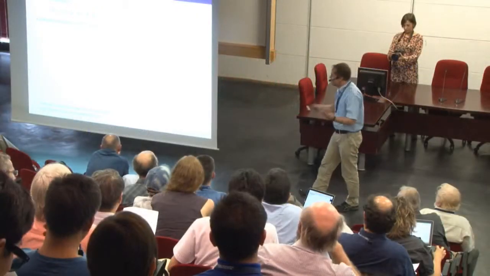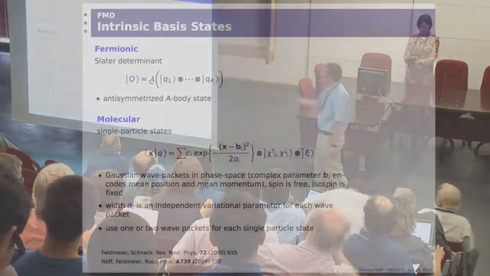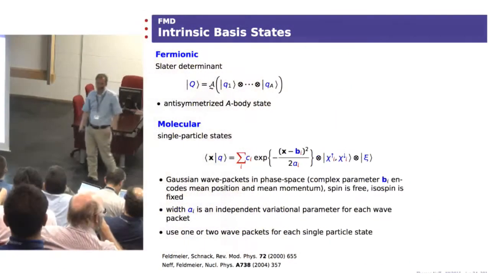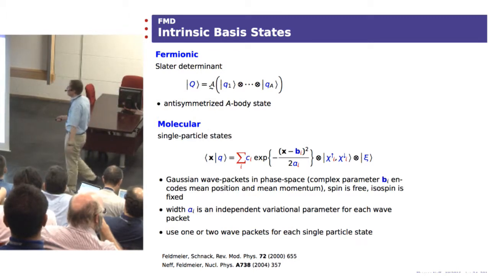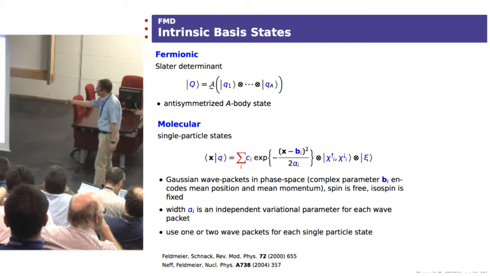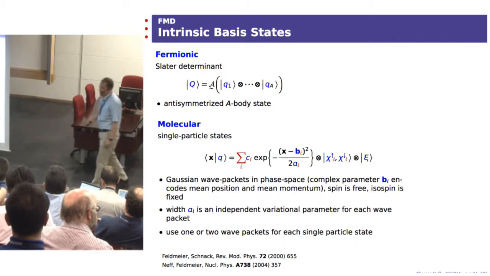Okay, the many-body method, it's FMD, so we are using Slater determinants, and the single particle states in this approach are Gaussian wave packets. In the wave packets, we have a parameter b, which is complex, and which gives you the mean position and the mean momentum of the single particle state. And we have a width parameter a. If you have the same width parameter for all nucleons, you can translate that to a harmonic oscillator parameter. But in FMD in general, this can have different values for each single particle state. Then there's a spinor part, so the spin can take any orientation, and we have isospin, either proton or neutron.